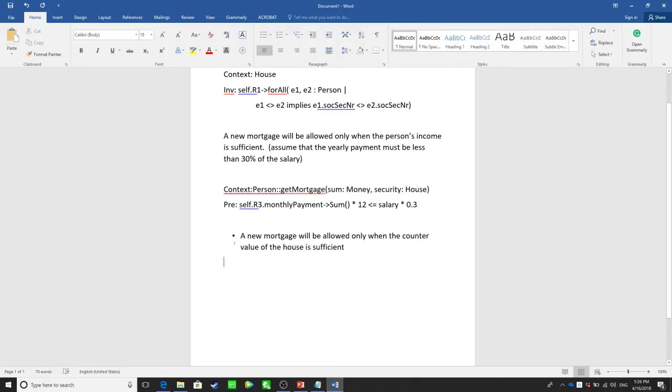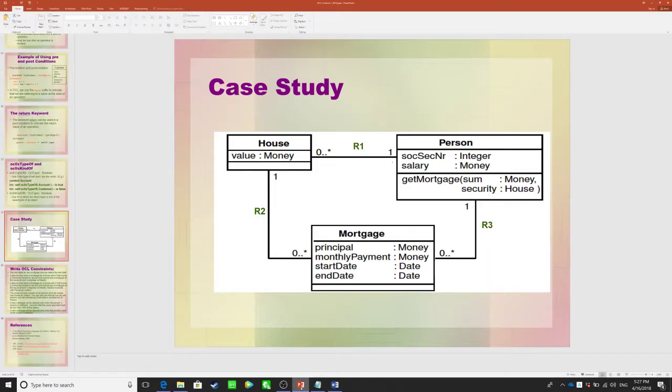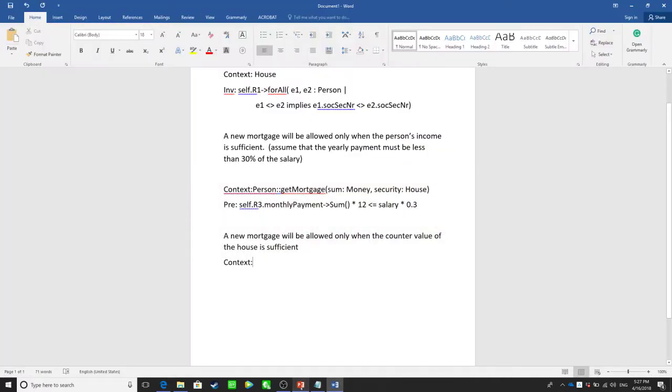So let's try this. Take your pen, try it. Context. Wouldn't it just be the same context as the previous one? Let me see. Because this is still essentially a precondition on get mortgage. Yep. Yeah. So let's still use this one.